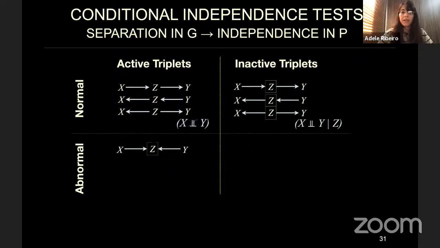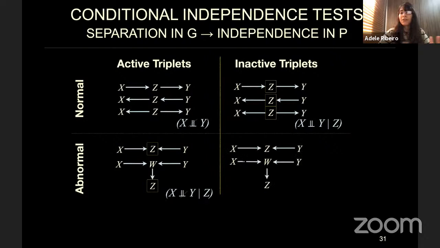This is also the same case here. We have a collider, the W here. So in this case, if I condition on Z, X will be dependent on Y given Z. If I condition on Z, I'm opening the flow of information. So this is abnormal, the opposite of the other triplets. If I condition on Z here, I open this flow of information. And the default here is that if I do not condition on Z, X and Y are already marginally independent. These triplets are already blocked without conditioning on the collider. So I'm talking here about triplets.